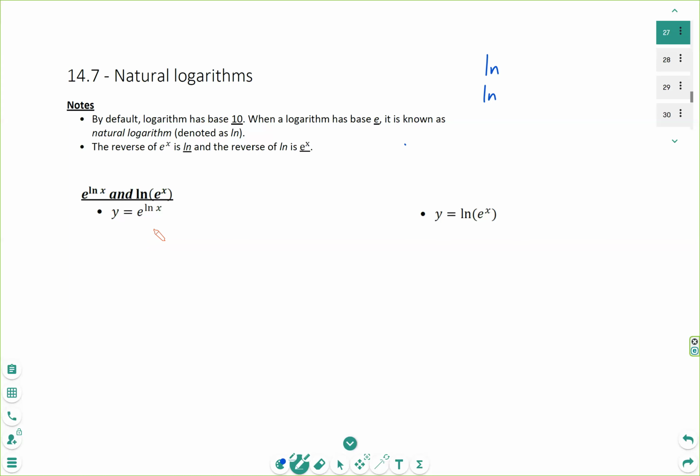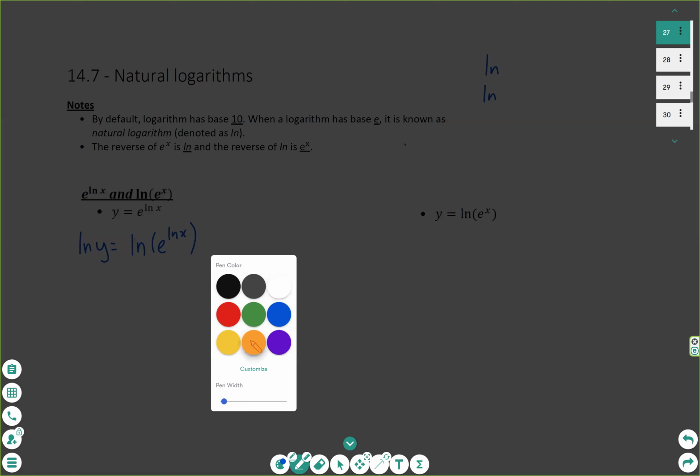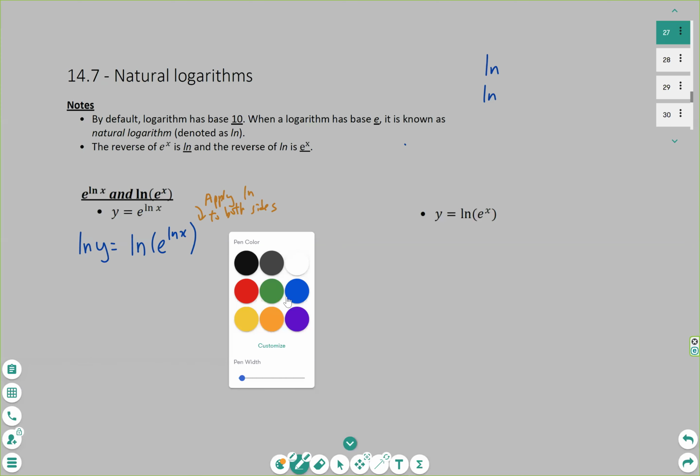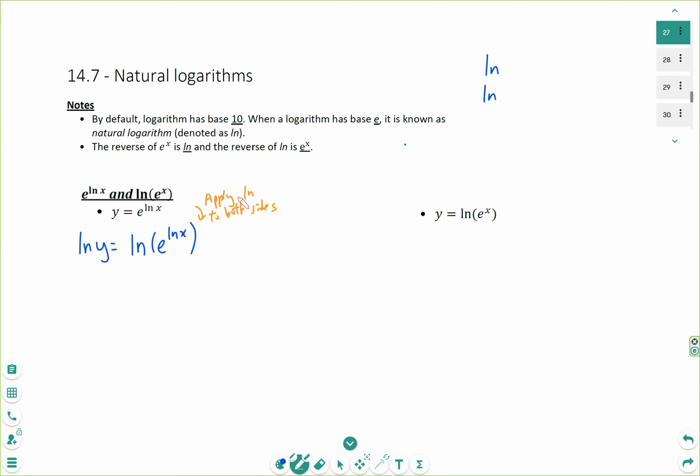Now let's say we apply ln on both sides. When you make notes in maths, it's best to write something like this: if you don't understand how step one goes to step two, write a little note next to it. What's happening here? We apply ln to both sides. These little notes help you understand what's going on.